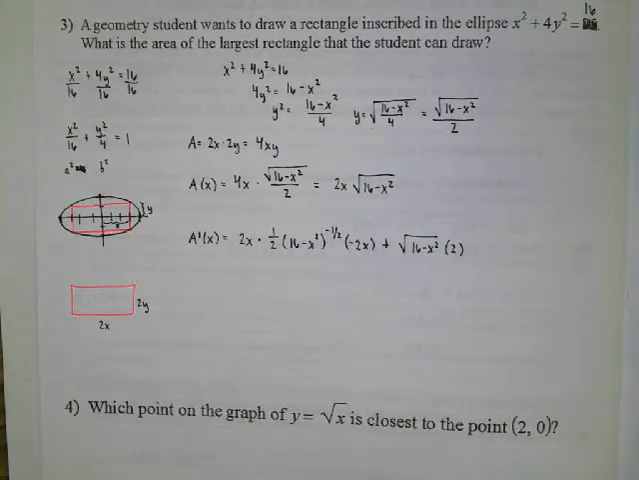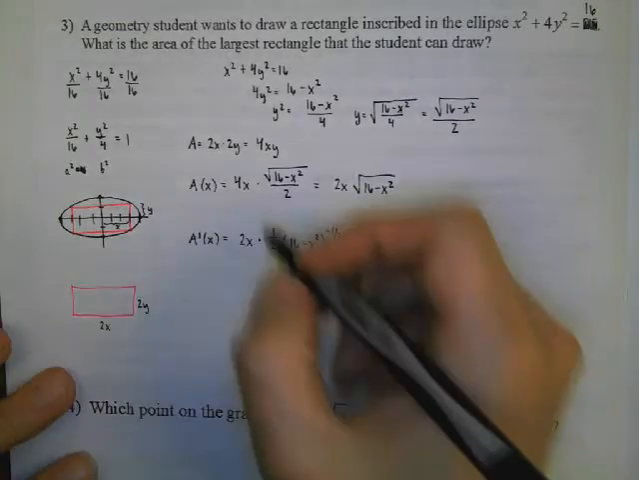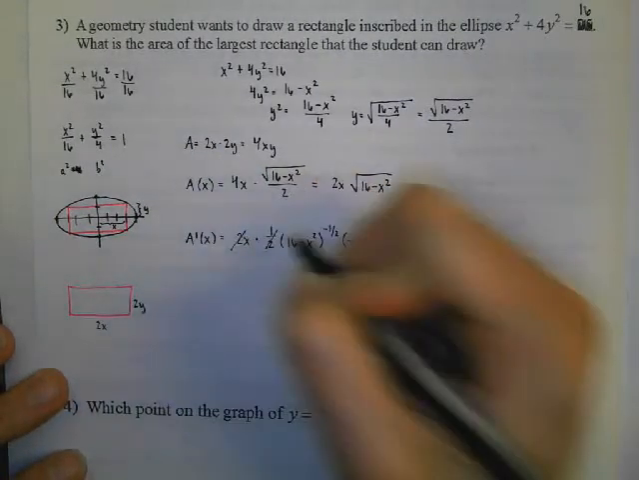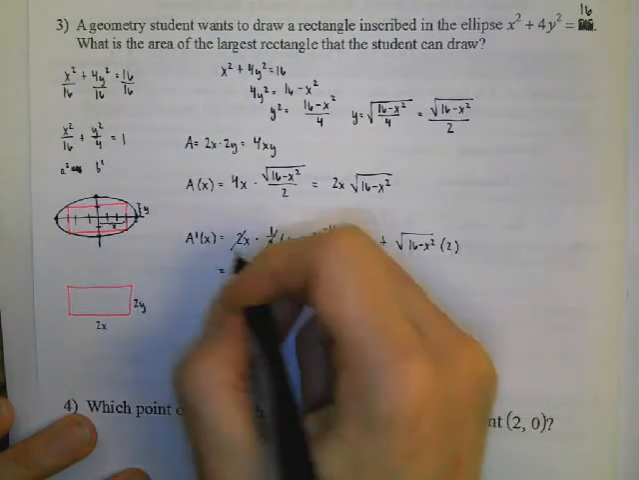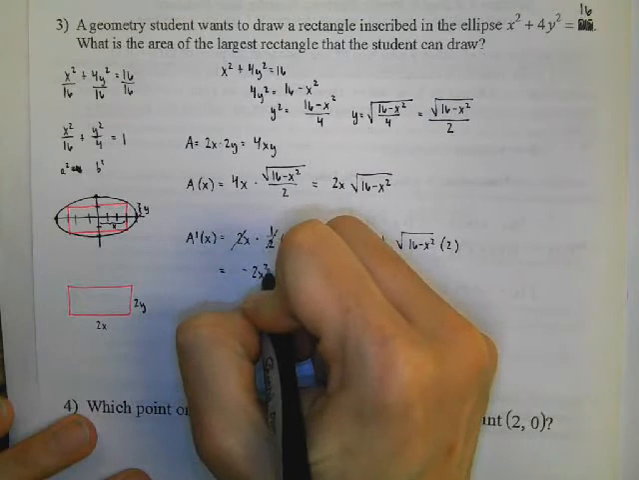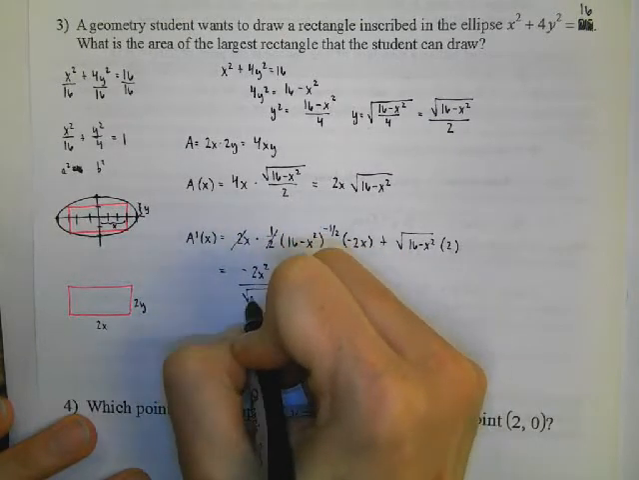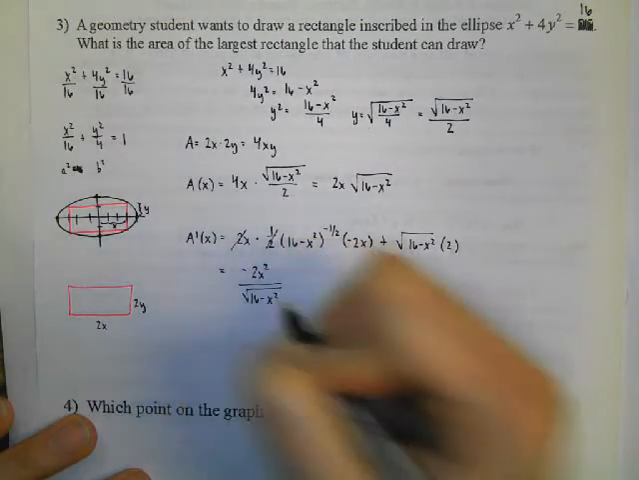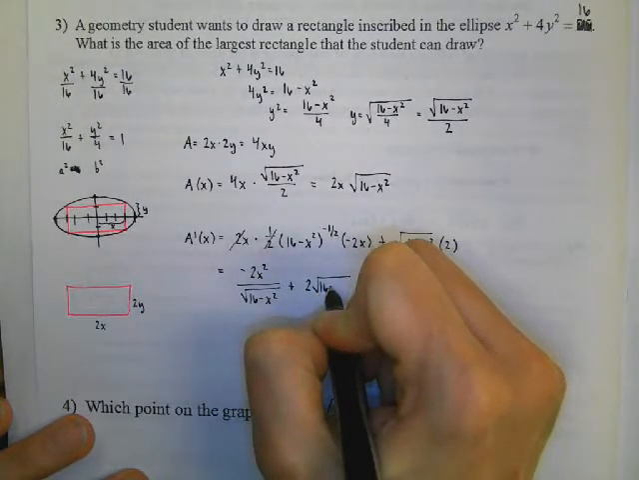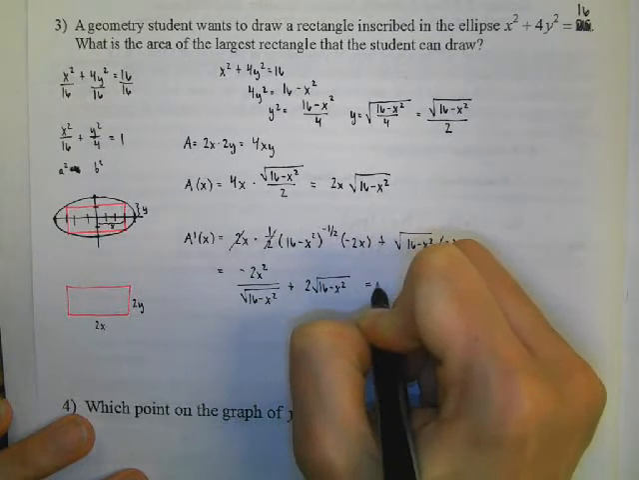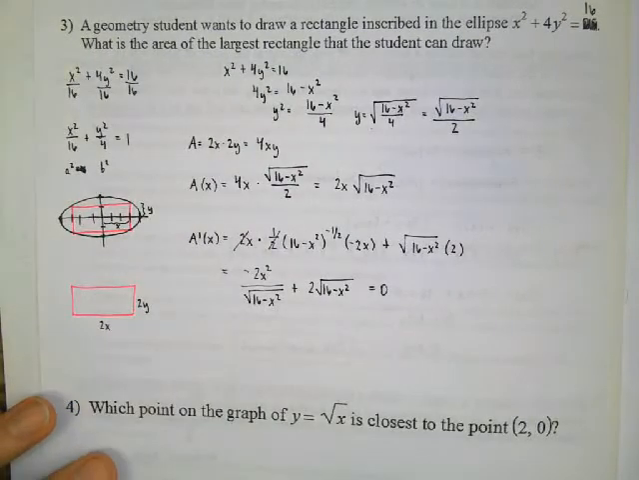Before we start solving, let's see what simplification we can do. I can cancel the 2 with the 1/2. So I'm going to have a negative 2x squared on top over the square root of 16 minus x squared. And then I have plus 2 times the square root of 16 minus x squared. And what I want to find out is where that's equal to 0.